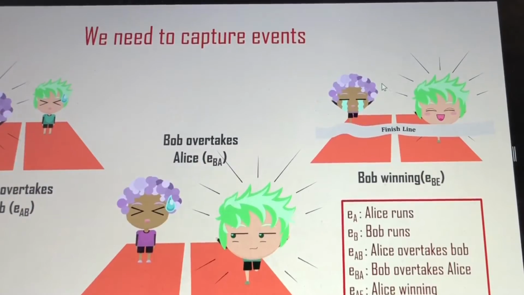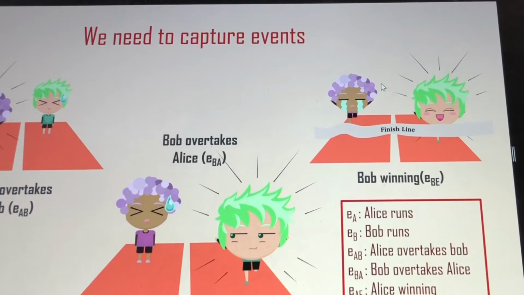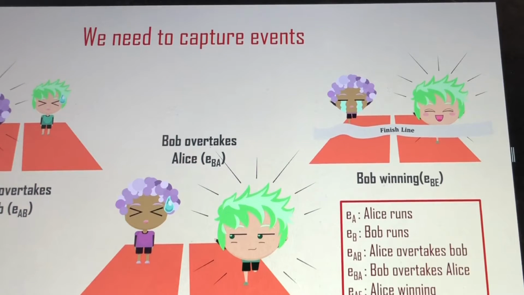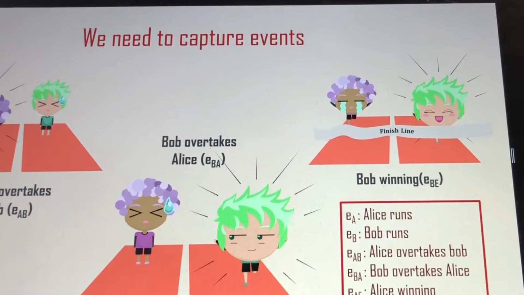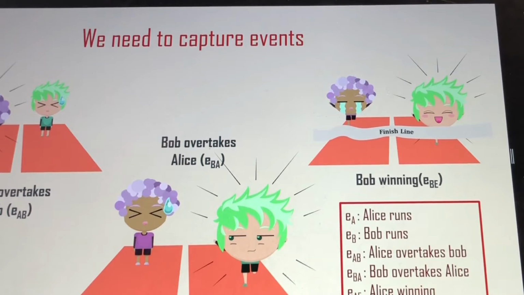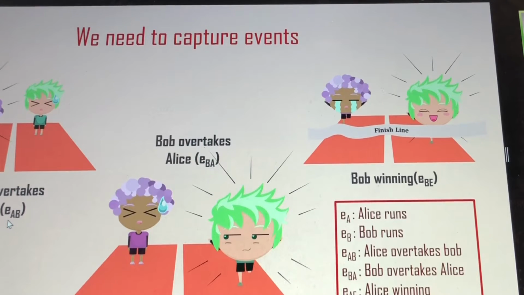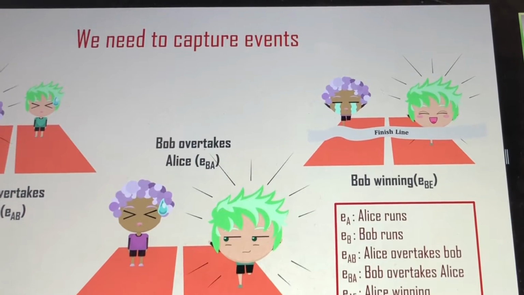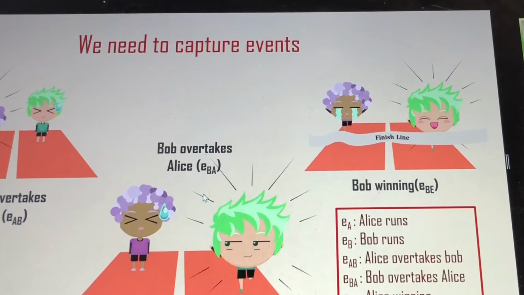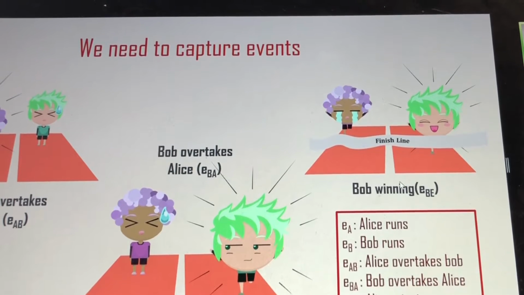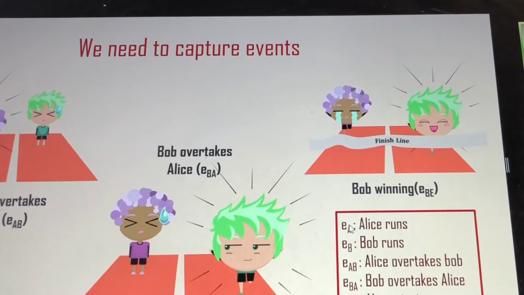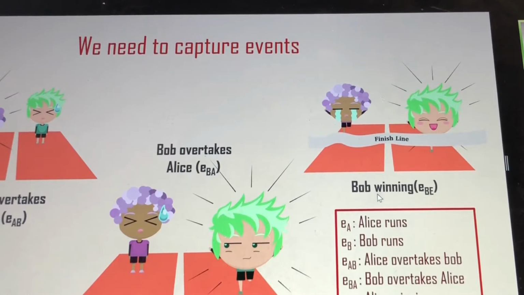We wanted to make a story from the race, by stringing together videos of events that happen. So we have here Alice overtakes Bob. That can be counted as an event. We have Bob overtakes Alice. That's also an event. We have Bob winning. That counts as an event. So we define a set of events that we want to capture.